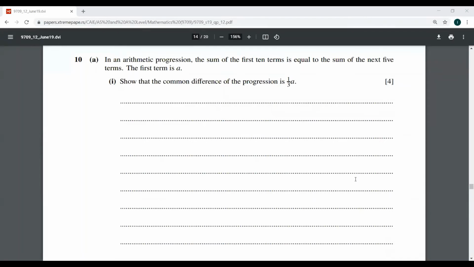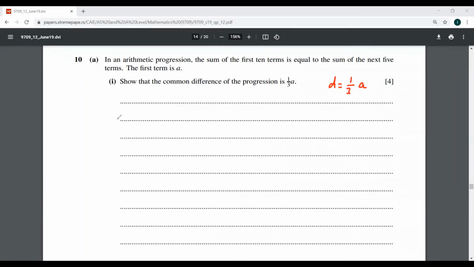In an AP, the sum of the first 10 terms is equal to the sum of the next 5 terms. So it says the sum of the first 10 terms is equal to the sum of the next 5 terms. The first term is A. Show that the common difference of the progression is 1 over 3A. Okay, so we have to show that this D is 1 over 3A.